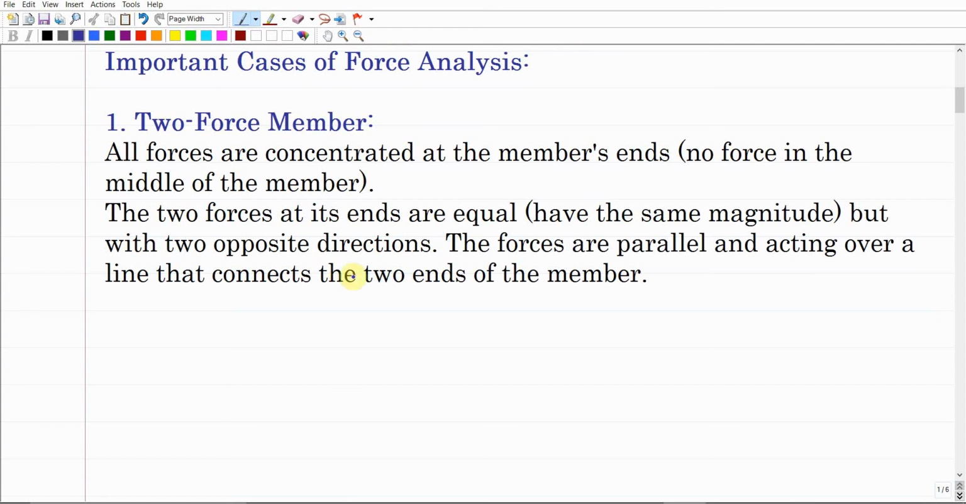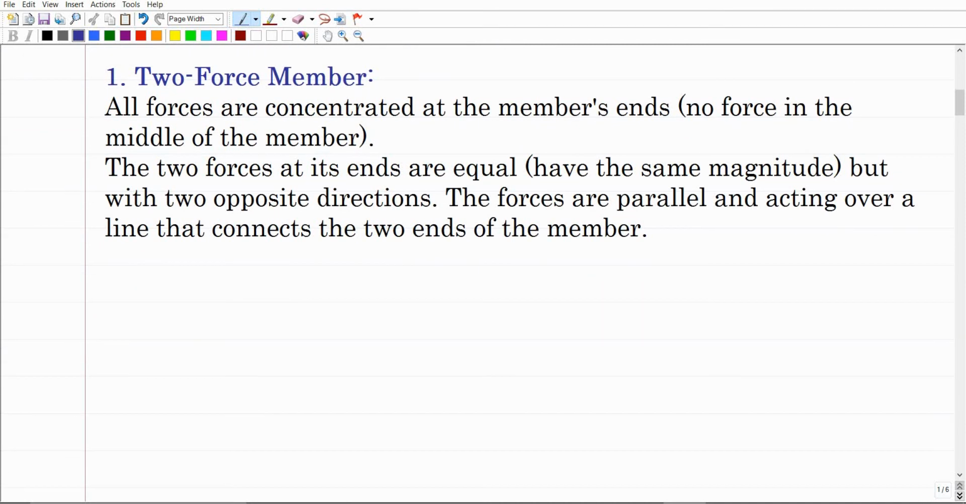If we're going to pick a link or a member, as I'm calling it here, the first scenario or the first case is the two-force member. This member is subjected to two forces, and the key idea is that these two forces are located at the ends of this member. There is no force in the middle of the member itself; all forces are concentrated at the member's ends. No forces are located in the middle of this member.